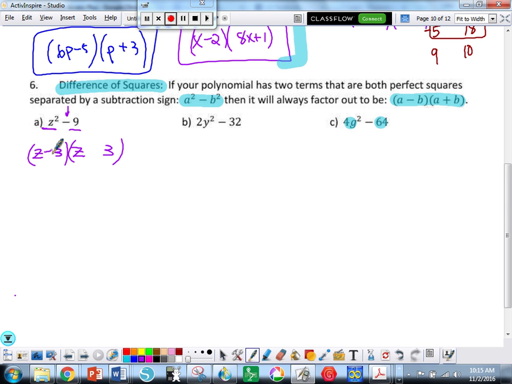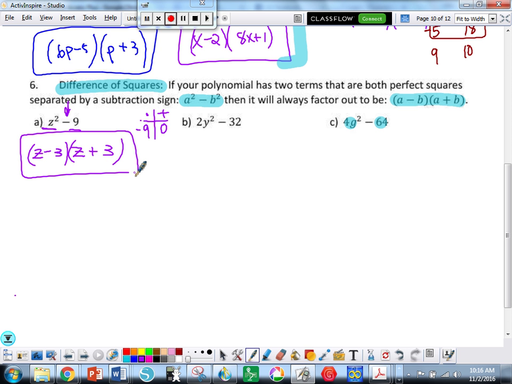Now we've done this before. When we set up our little chart, it would have to multiply to the negative 9 and add to 0, right? 0 because there is no middle term. Do these multiply to negative 9 and add to 0? Yeah. So do you need the shortcut? No. You could play the game and you could get it. The shortcut's just nice. It makes you do it faster.